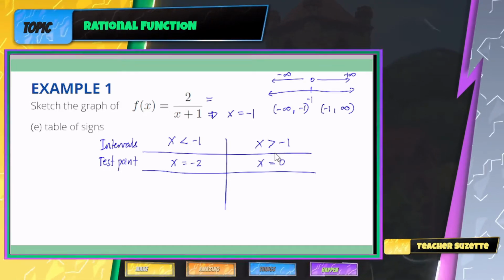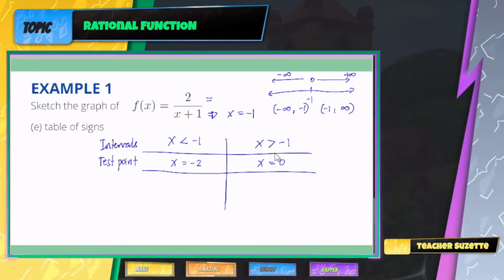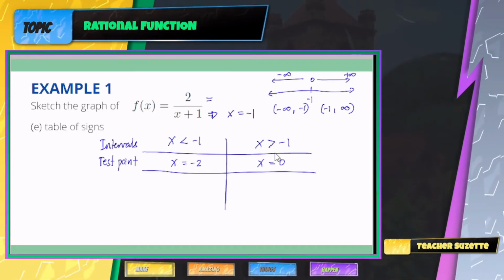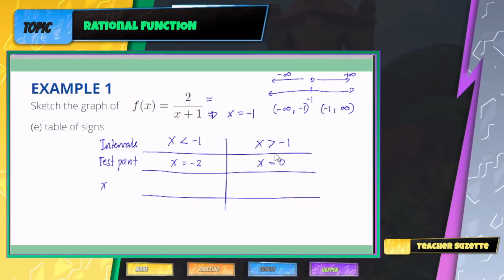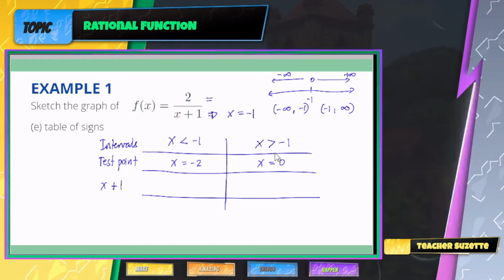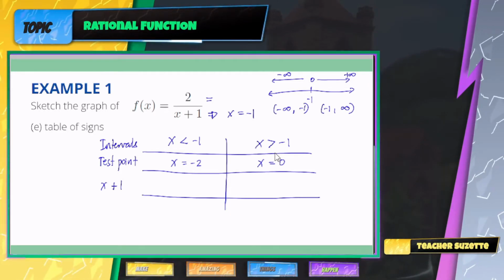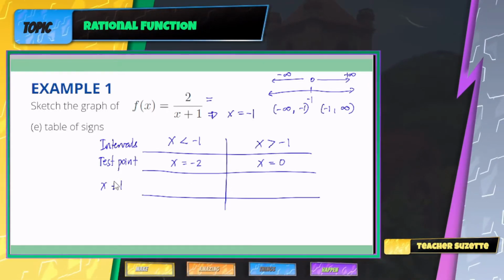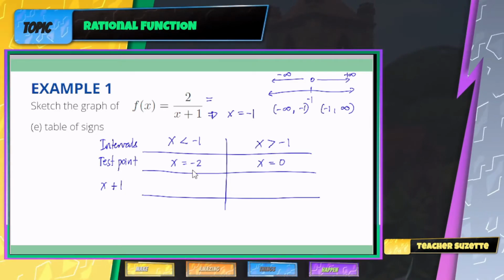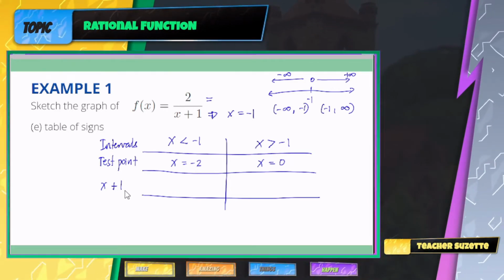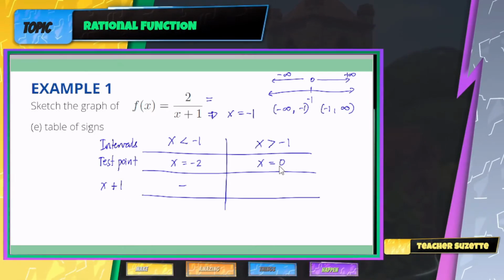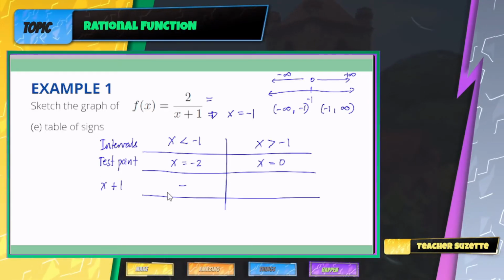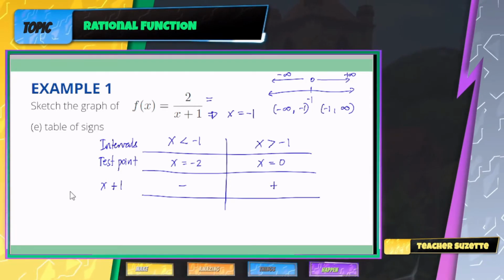Right now, since our numerator is 2, we don't need to test its sign in the table of signs. So, we go straight to our denominator, which is x plus 1. When we substitute negative 2 into x plus 1, what will be the sign? That is negative 2 plus 1, so you will have negative. And for the positive, 0 plus 1, you will have positive.